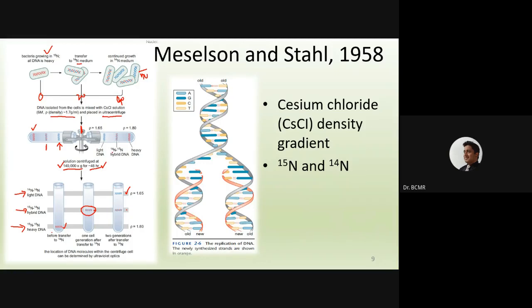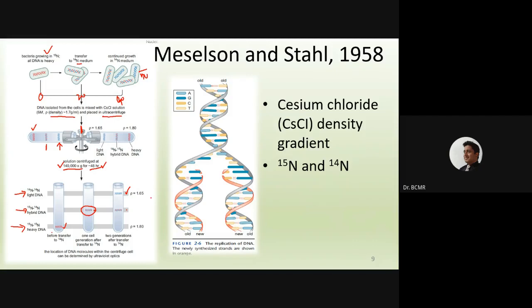I might ask a question like this: what would have happened if the dispersive model is correct? What would you expect after one generation and two generations? This is for scientific thinking. What we know now is that semi-conservative replication is the correct one. But when we ask questions, it could be like, can you draw a representative diagram of the results that would have been obtained if the dispersive model is correct?